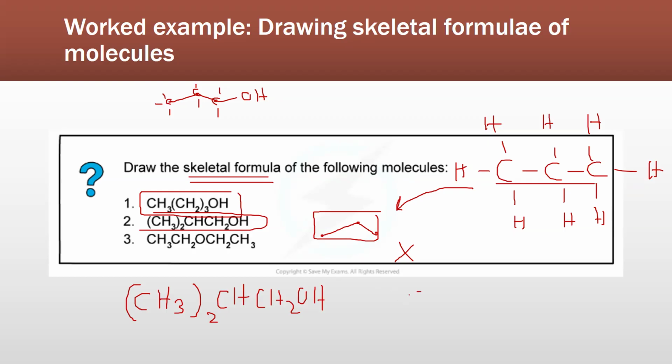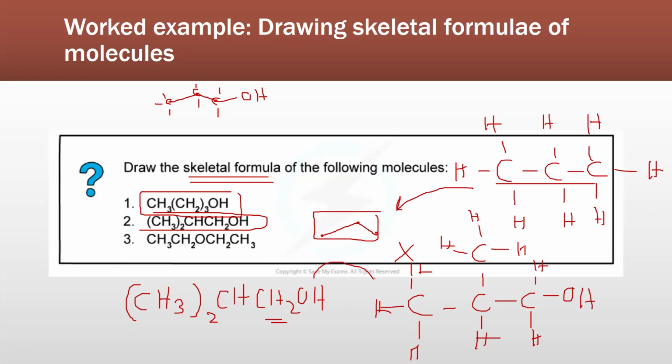First let me draw the displayed formula. ठीक है, displayed formula हम इसका बनाएंगे like this. Look at this now. C, CH3, CH3, C, and another CH3 is connected over here as well on this carbon. Then we have what? CH2, CH2, and then we have an OH. Got it? How did I make a displayed formula of this one? Is it clear?